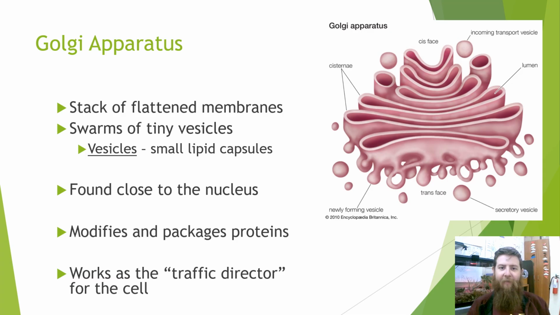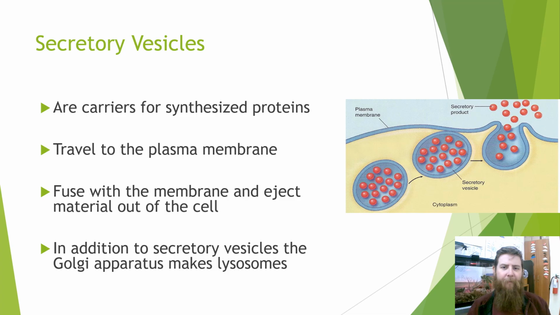Golgi apparatus, this is a stack of membranes that make these little vesicles, which are tiny liquid capsules. These guys are what we store protein in, and when we're shipping it across to other cells, to different parts of the cell, usually the Golgi apparatus is close to the nucleus, close to that rough endoplasmic reticulum. It's going to modify and package the proteins and then decide where they need to go inside the cell.